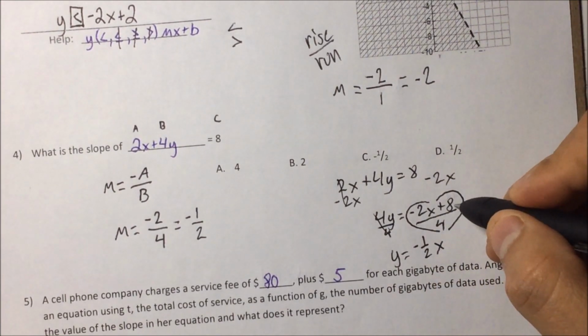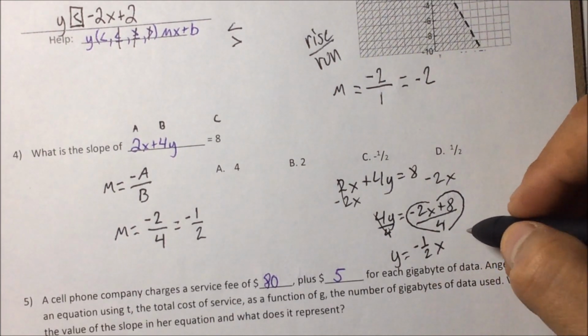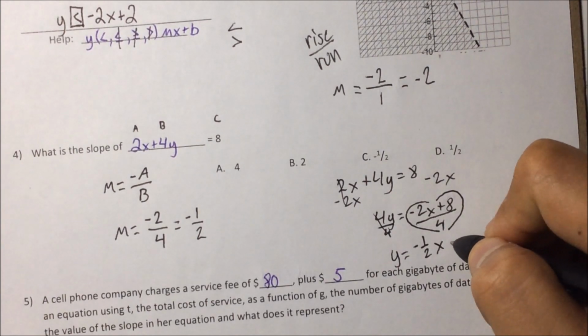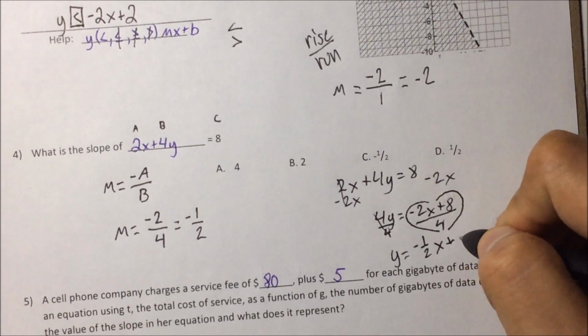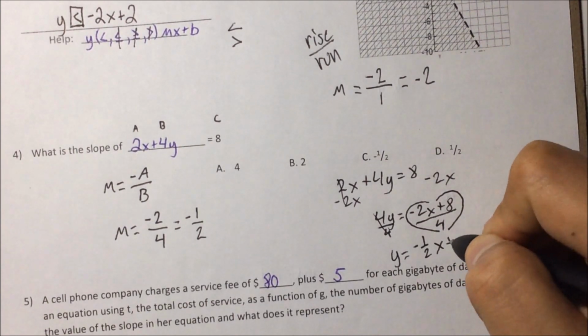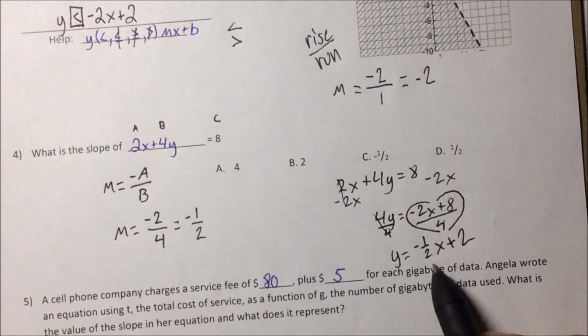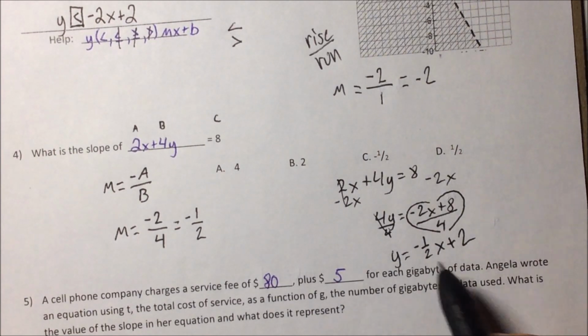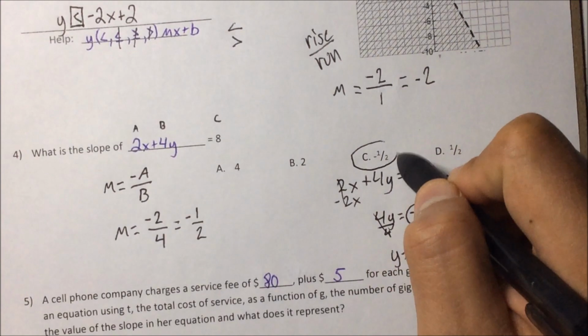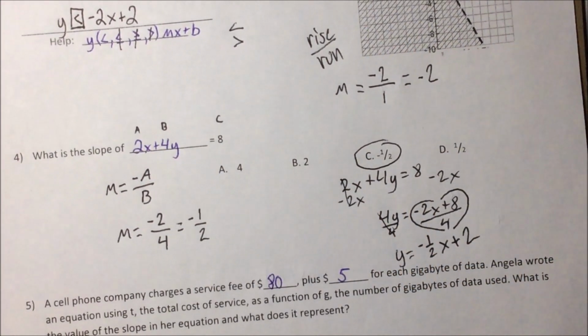And then 8 divided by 4 is equal to 2. So we can just write plus 2 right here. And since this is in y equals mx plus b form, and this is our m, we know that negative 1/2 has to be our slope. So we did it correctly both ways. This should be a lot easier to manage.